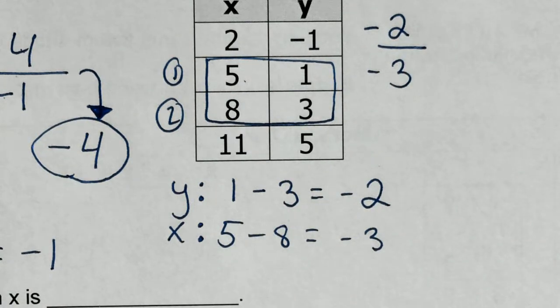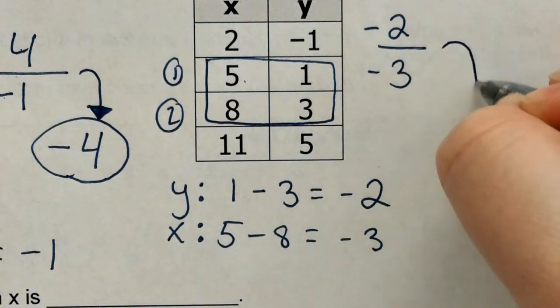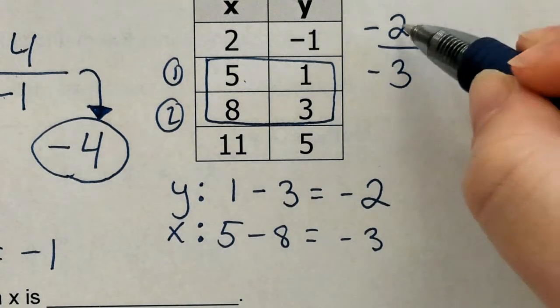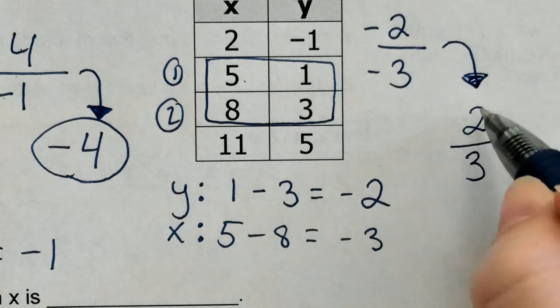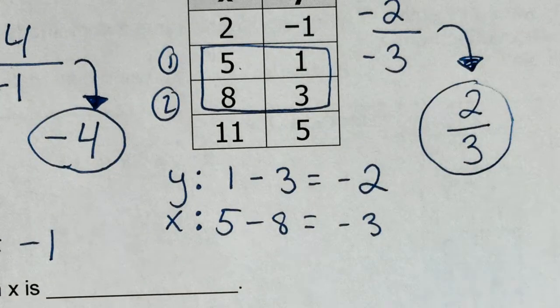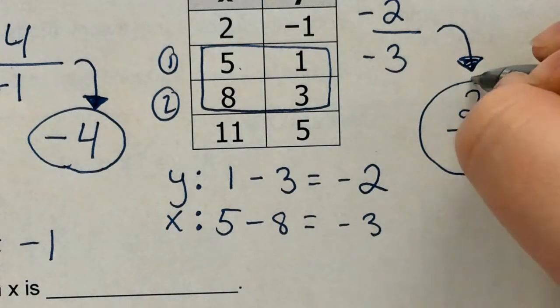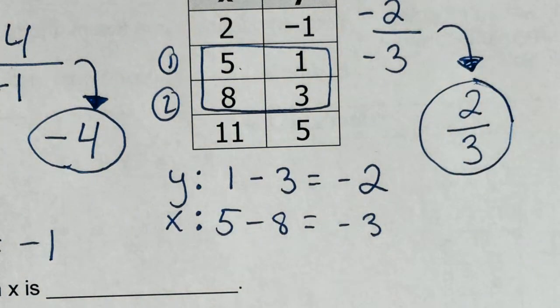But we have to ask ourselves, can I simplify this? We can't simplify the 2 or the 3 to make them any smaller, but a negative divided by a negative ends up being a positive answer. So we just got to make sure that we understand that when we talk about slope. So this would actually be a positive slope of 2 over 3. And so that's how you find the slope from a table. Pick 2 points, subtract the values, write the fraction.